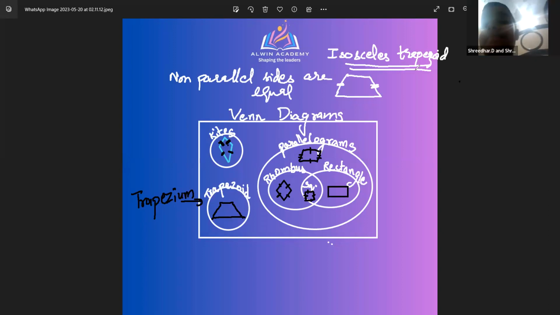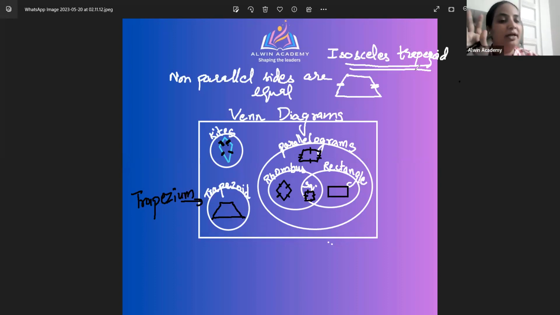Is this Venn diagram in front of you giving you a picture memory? Kites, trapeziums are different from parallelograms. Rhombus is different from kites. Rectangles are different from trapezoids. Rectangles, rhombus, and square are all types of parallelogram. And square is a special category of rhombus and rectangle both.